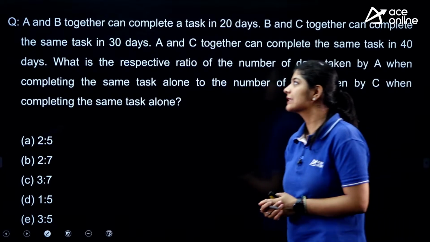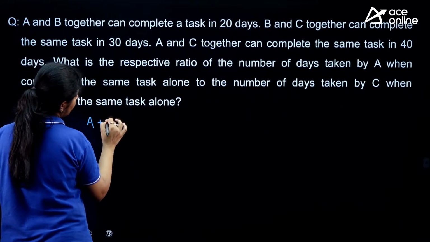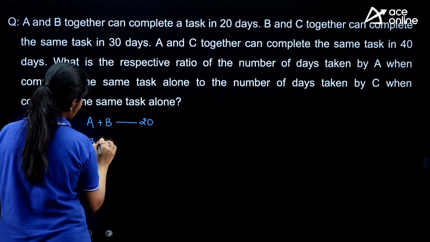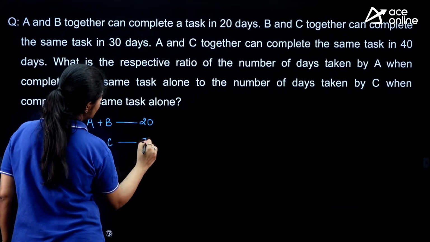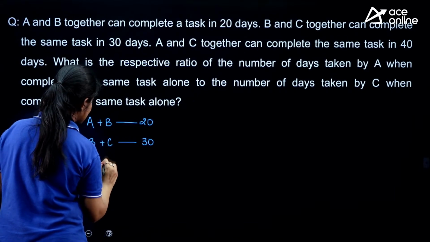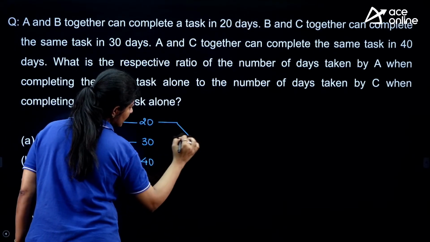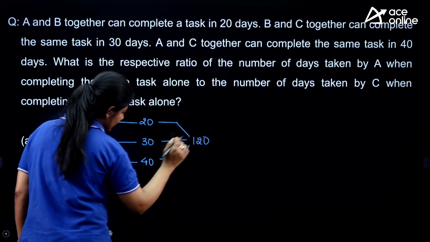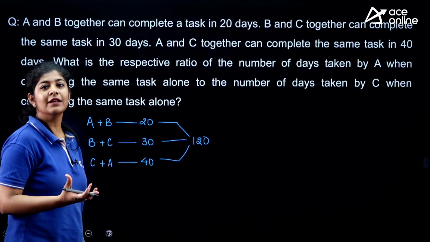Okay, let's start discussing it. So the question is saying that the time taken by A and B together is nothing but 20 days. The time taken by B and C together is 30 days. And the time taken by C and A together is 40 days, right? So we just simply find out the LCM, and the LCM is nothing but 120. This 120, apart from LCM, is our assumed work.